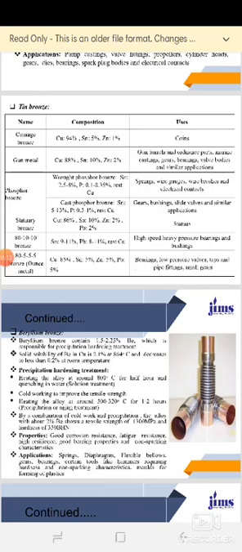Statuary bronze, copper is 86%, silicon 10%, zinc is 2%, Pb is 2%. It is used to make statues. 80-10-10 bronze, the composition is Sn 9 to 11%, Pb 8 to 11%, rest is copper. It is used to make high speed heavy pressure bearing and bushing.